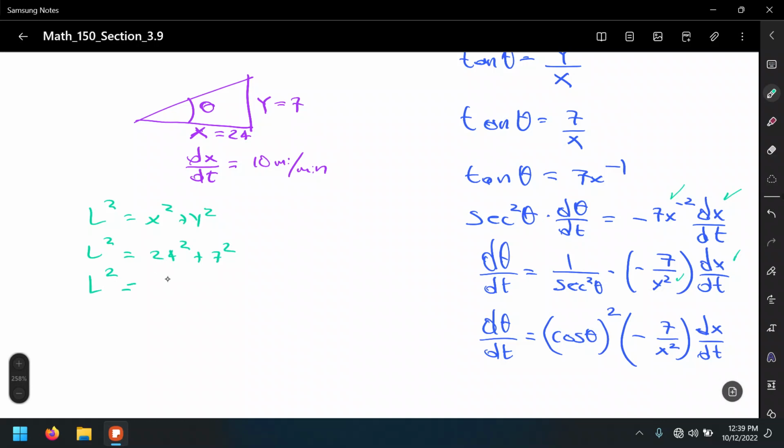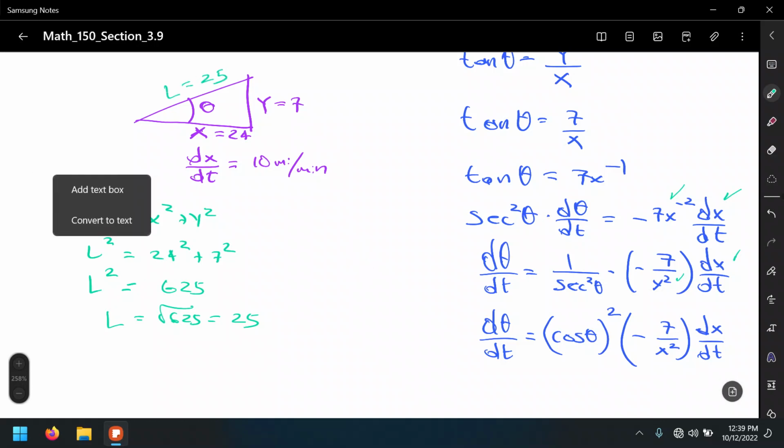625. And then it's 25 is L squared. And L equals the square root of 625, which in this case is 25. Well, technically this should be a plus or minus because of the square root property, but come on, we're working with physical distances, so that plus or minus doesn't make sense at all. So we're just taking the positive part. Now we can answer the question, what's cosine using the triangle?